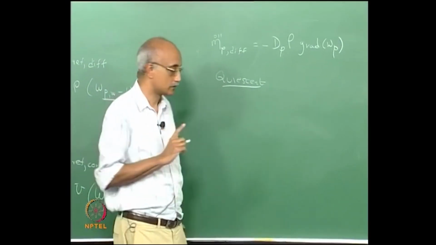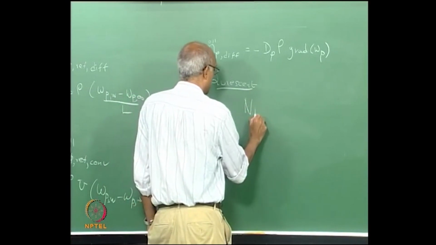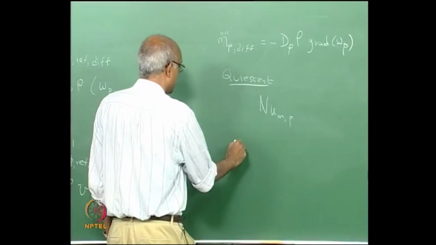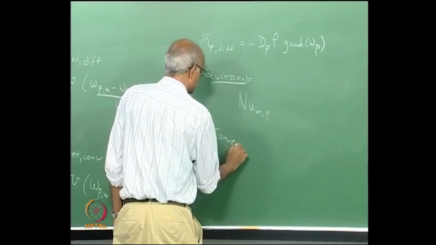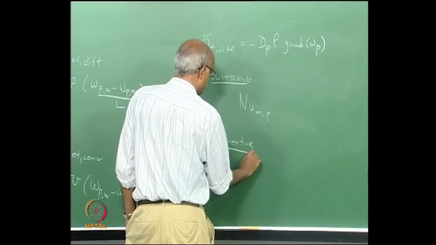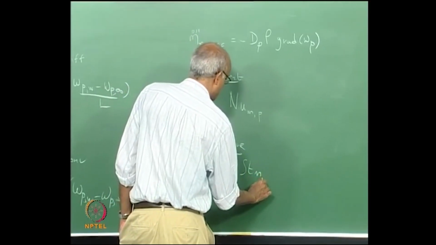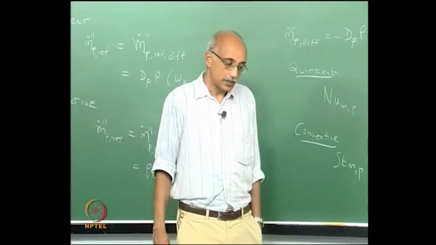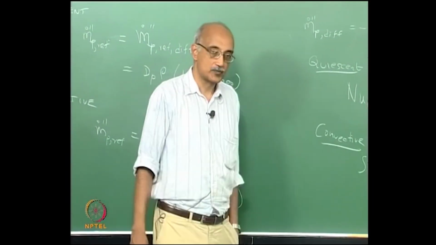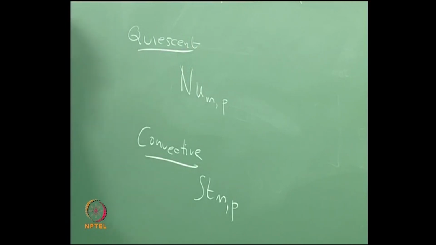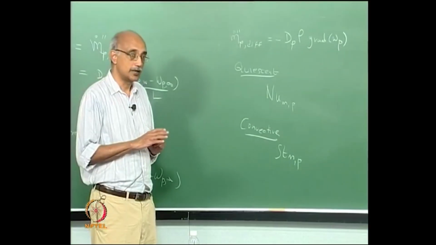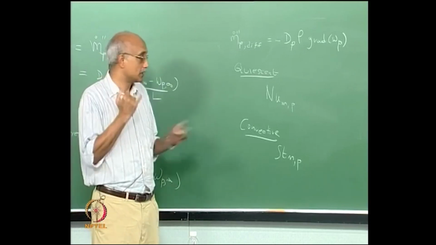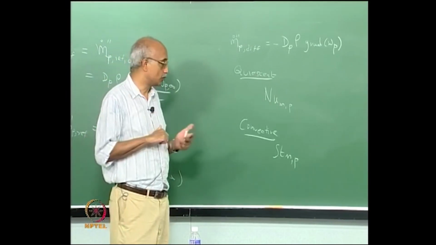Nusselt number. So here you will define a Nusselt number for mass transfer for a particle, and in the case of convective, you will define a Stanton number for mass transfer of the particle. The Nusselt number and Stanton number are critical non-dimensional parameters that govern transport properties and fluxes of particles in systems. So we'll come back to this in the next lecture and discuss in more detail.